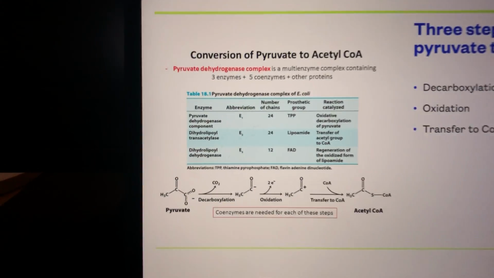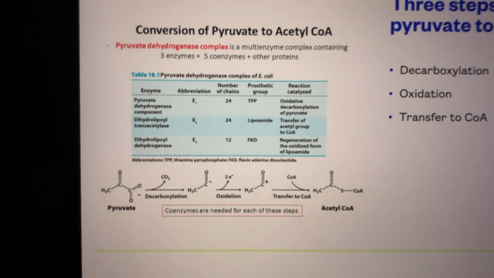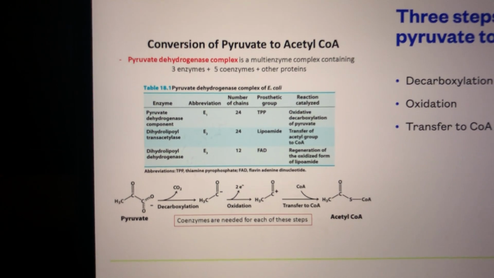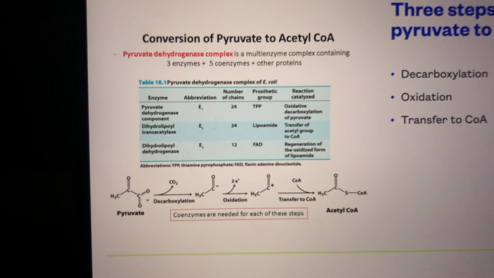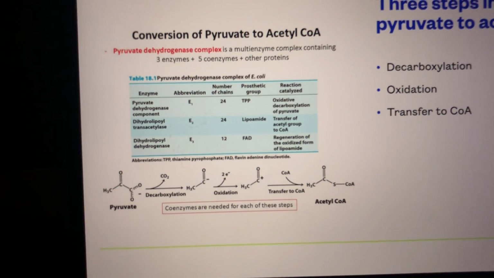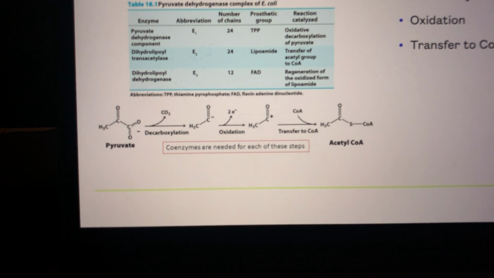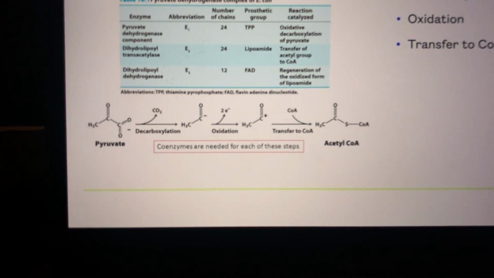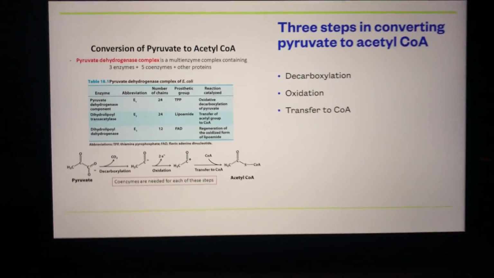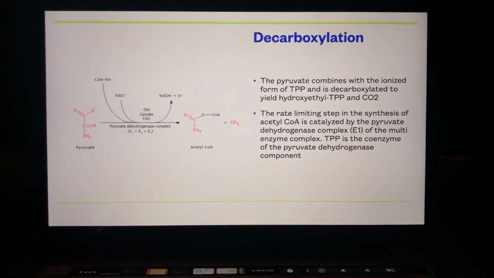And so I included another picture of the same one before. It just looks a little bit different. At the top it talks about what that pyruvate dehydrogenase complex is, saying that it's a multi-enzyme complex containing 3 enzymes and 5 coenzymes, those ones I just mentioned before. And then at the bottom we have the 3 different steps. So we're going to move on to the first step, which is the decarboxylation step.